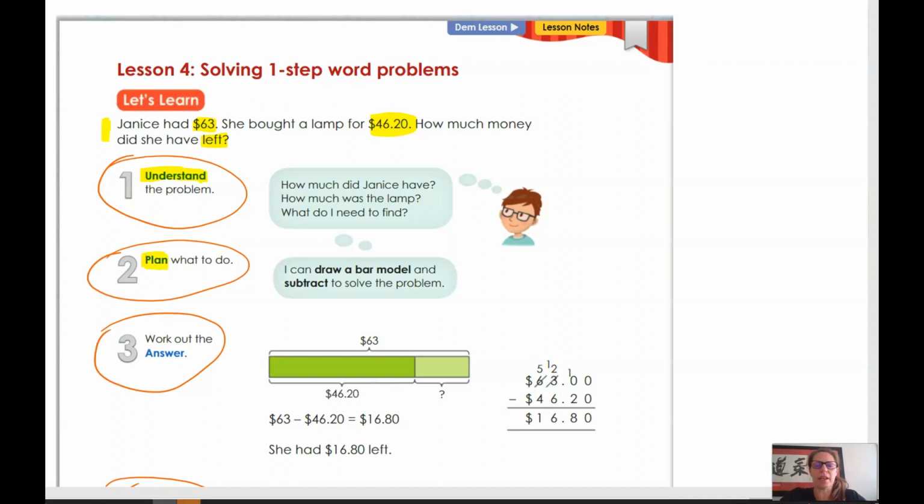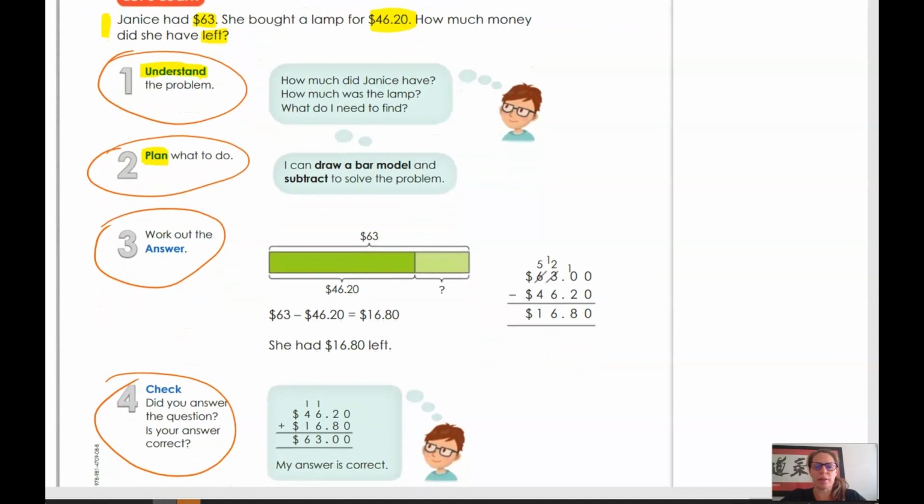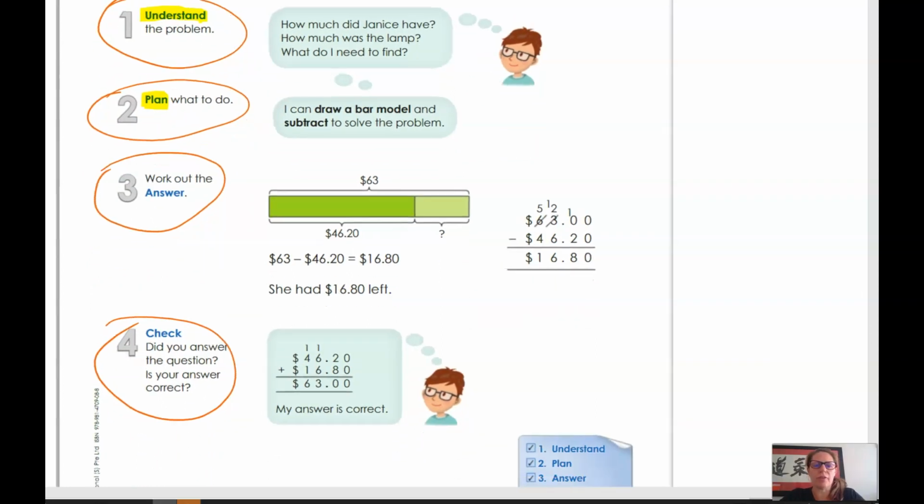So we have to plan. When we plan, we're going to draw a bar model. And it's really important that you do these bar models. Please don't skip over them. So here we have our $63. The $63 is represented here as the whole amount, that whole bar. And then $46.20 is that portion of the bar, the dark green. And then we have to find out what is left. And so they've done the subtraction for you, and they've done the place value subtraction. So you have the $63 minus the $46.20.